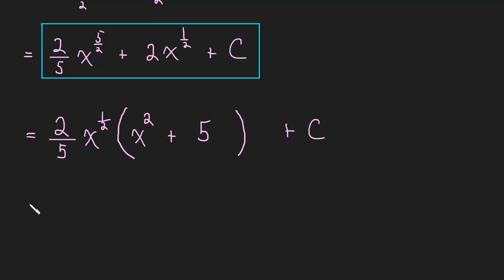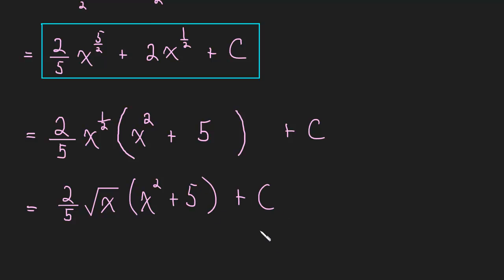Okay, so that's the bulk of the simplification. And now I'm just going to write this as 2/5 times the square root of x instead of x to the 1/2, times x squared plus 5, all plus c. In general, I don't think it was necessary to simplify this far, but if you were curious, that's how you would do it. Okay, see you in the next video.